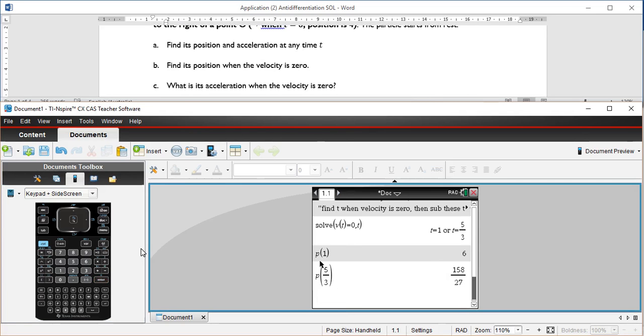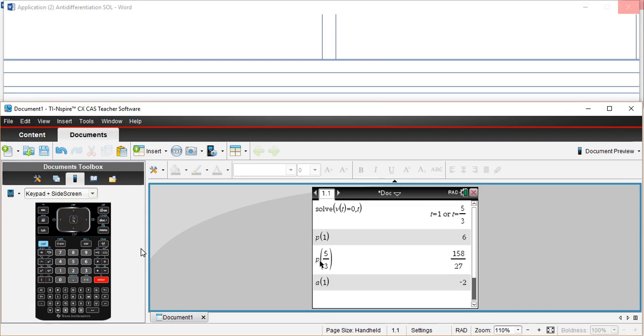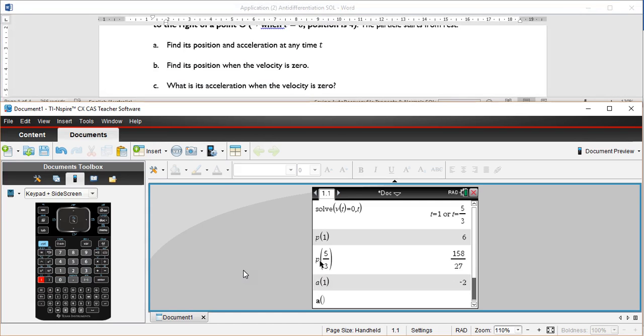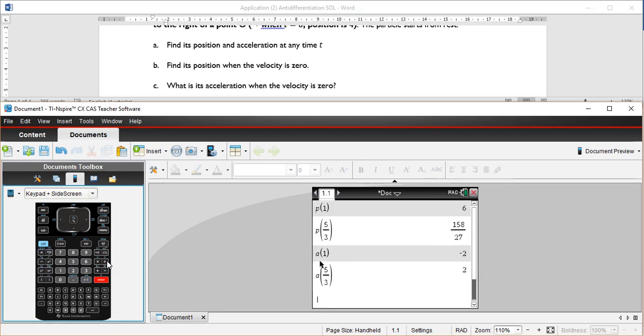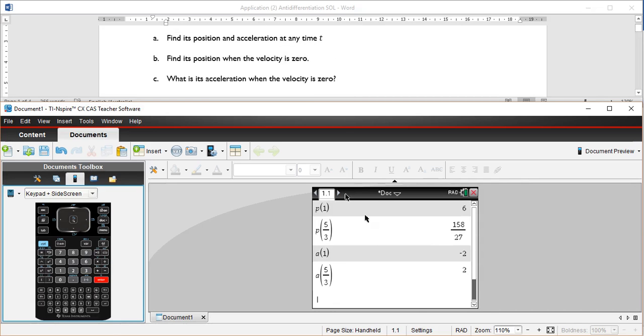Because there are two t values at which the velocity is 0, I need to find two accelerations. That does not look good. And the other one is still 5/3. And that's -2 or 2. So that is the end of question 1 using the CAS for every part.